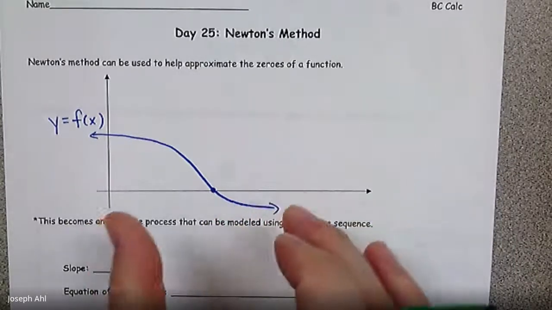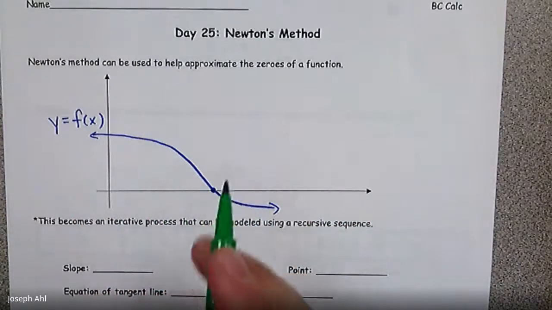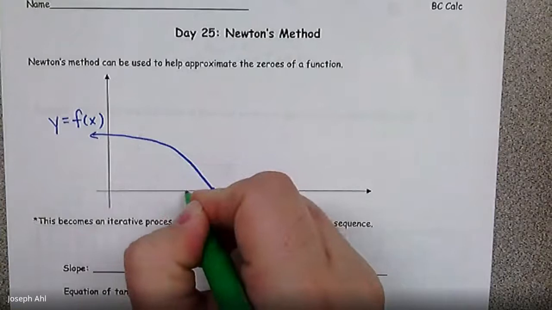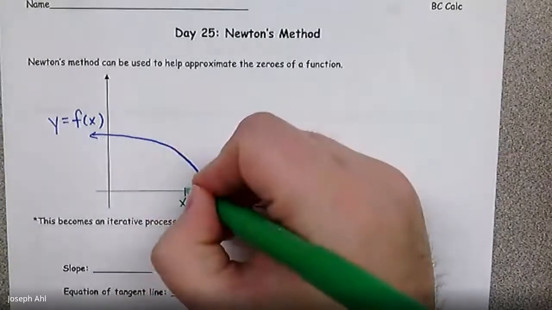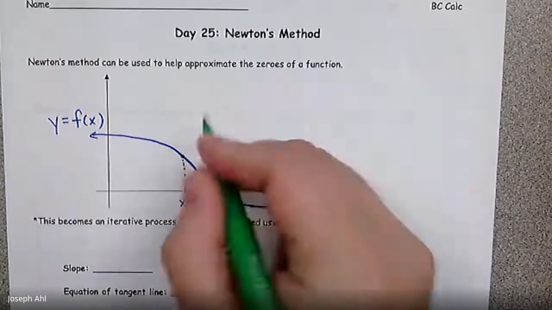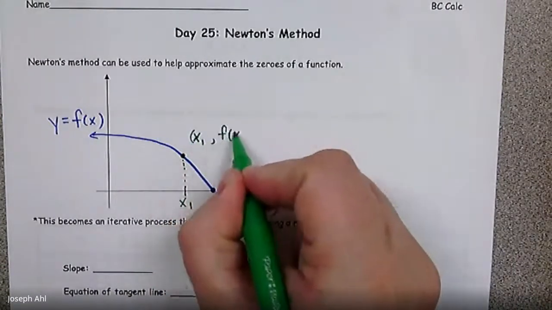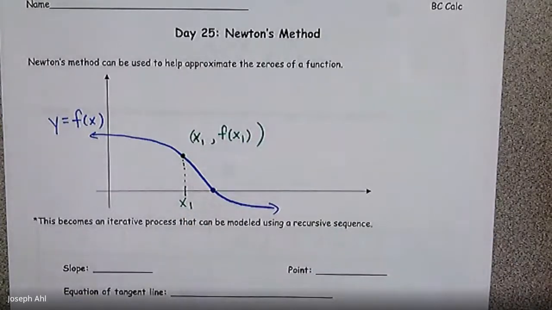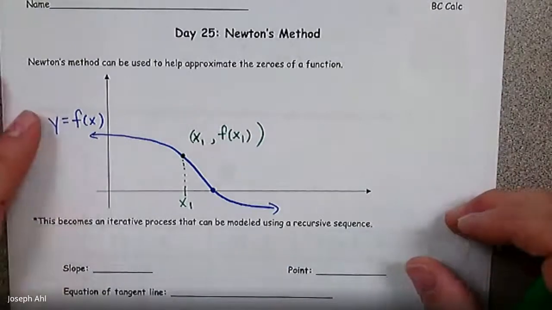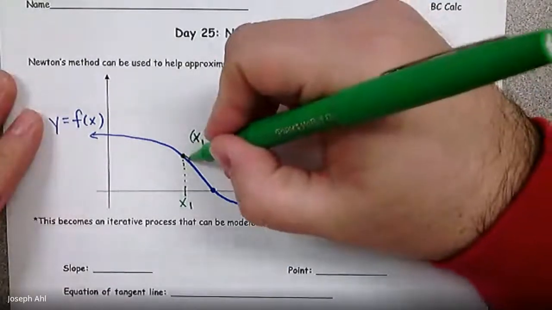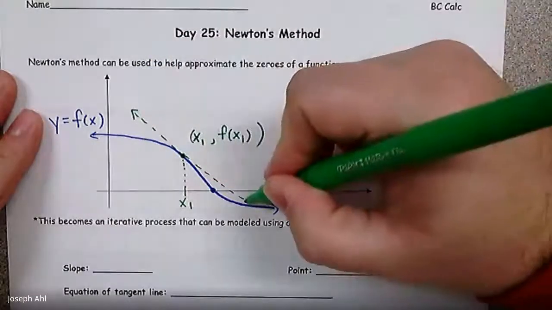So if we were to look at this, let's say on our calculator, we can see it crosses in between two integer values. Maybe I'll make a guess and I'll call this guess x1. And what we're going to do is trace up to the curve, and we know that that hits at the point x1 comma f of x1. And we're going to find the tangent line at that point. So we're going to find the derivative and write the equation of that tangent line.